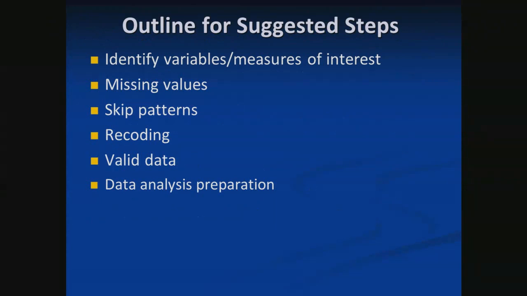But in going through these steps, I want to point out some of the potential for error and some of the ways we need to think about our data. So the first is identifying variables, measures of interest. This might be really simplistic and obvious, and it might be redundant with some things that you know, but I think it's important to identify these variables in order to get to the next steps. The next steps are missing values and what that means, skip patterns, how we might go about doing some recoding, what it means to have valid data, and we'll discuss very briefly how to prepare for data analysis.